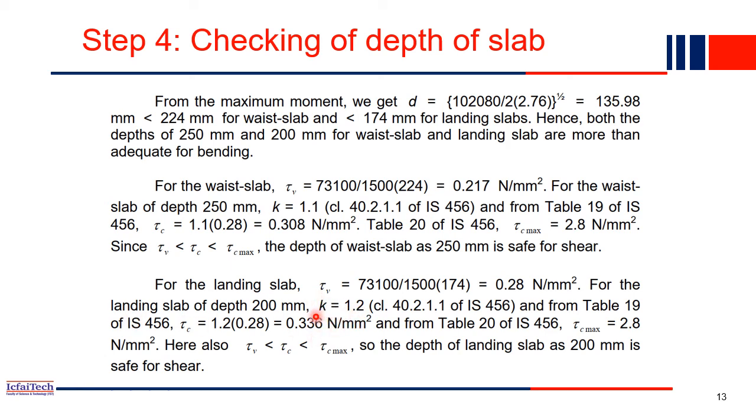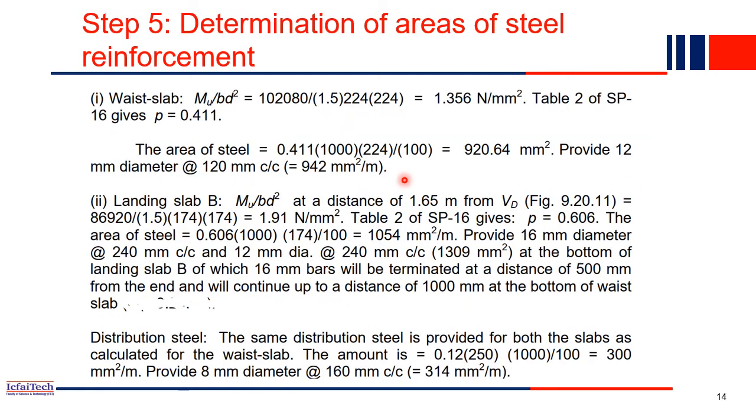So same thing, if you recall the slab design, what we did, we used k value, right? Depending on the depth of the slab, k value has been chosen from Table 19 of IS 456, and tau c value we considered. So everything is exactly the same as whatever we did earlier for the slab design. So step number 4 we checked.